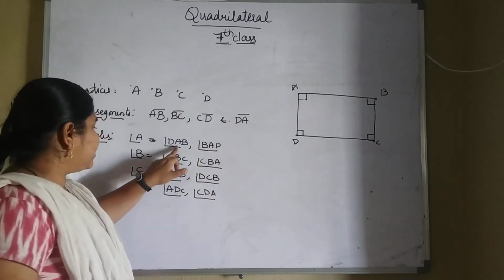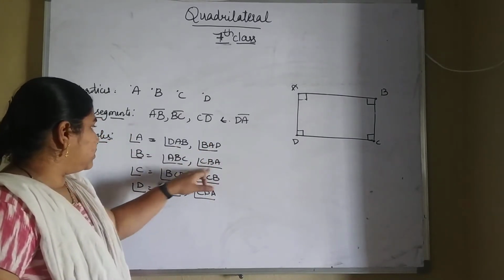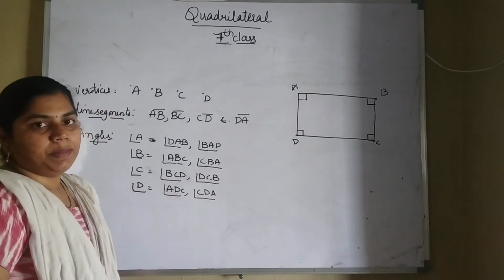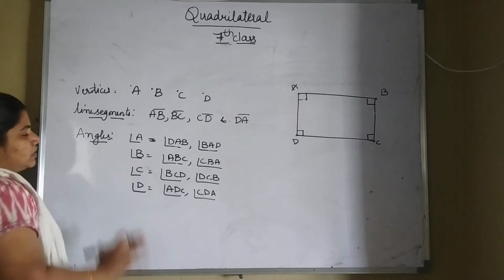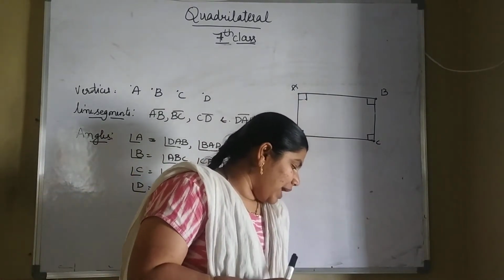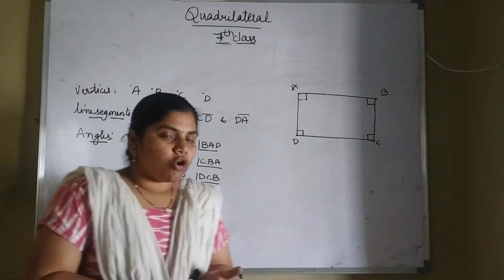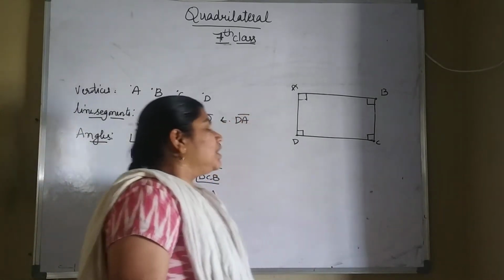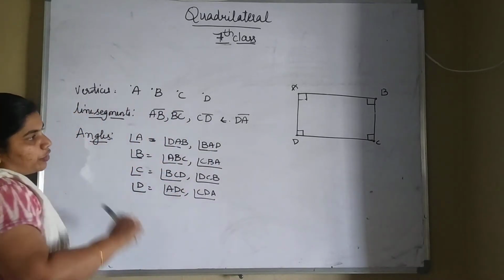If you observe, all the angles are lying in the middle of the alphabets. Angle A is in the middle. Angle B is also in the middle. Angle C is also in the middle. Angle D is also in the middle. So these are the angles. How many angles are there? 4 angles are there, and 4 line segments as well as 4 vertices. So these are the parts of a quadrilateral.